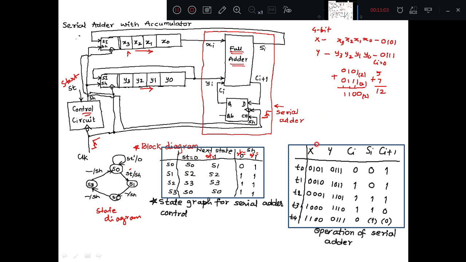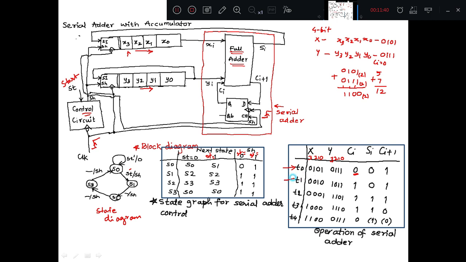The same thing that we have analyzed, if you observe here, the initial state content of X is bits 0, 1, 2, 3, and Y is Y0, Y1, Y2, Y3. If you observe here in this case, the initial content of X is 5, 0, 1, 0, 1, and the initial content of Y is 7, and carry in we are assuming 0. Then after adding X0, Y0 and Cin, the sum is 0, Ci plus 1 is 1.